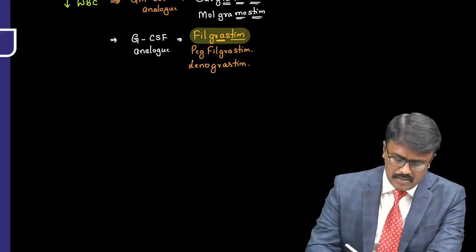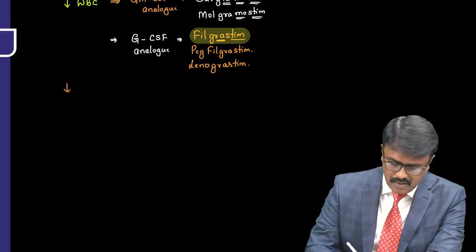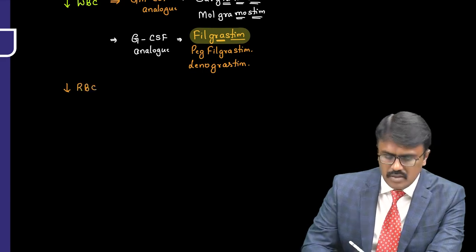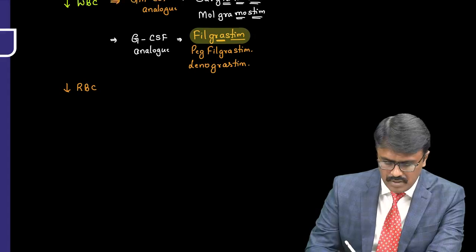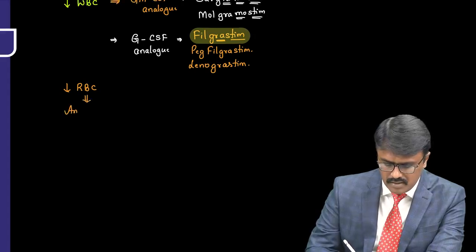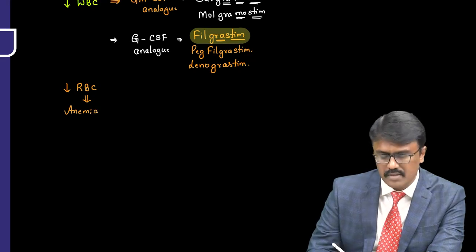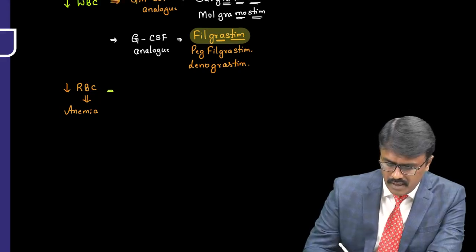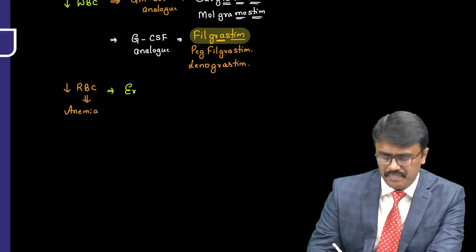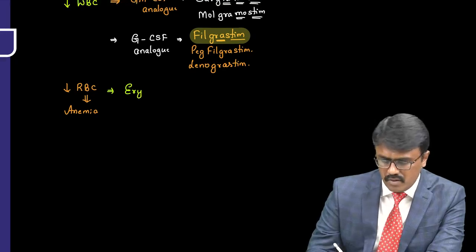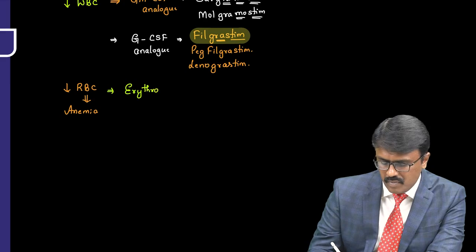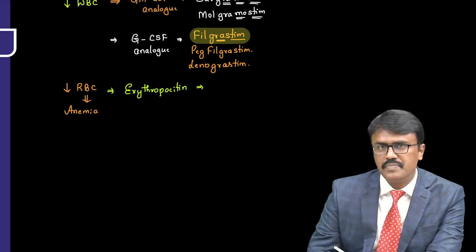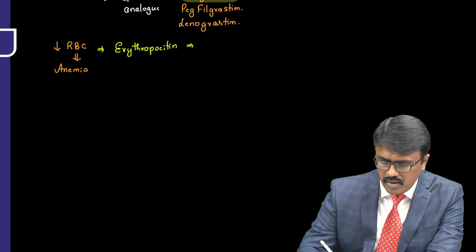The next problem is a decrease in RBC. So RBC production is decreased. What happens if RBC production decreases? The patient will develop anemia. So how do we correct this? We have a stimulator of bone marrow to produce more RBC, that is called erythropoietin. Erythropoietin is the natural one. So we have a preparation of erythropoietin. The name is called darbepoetin.